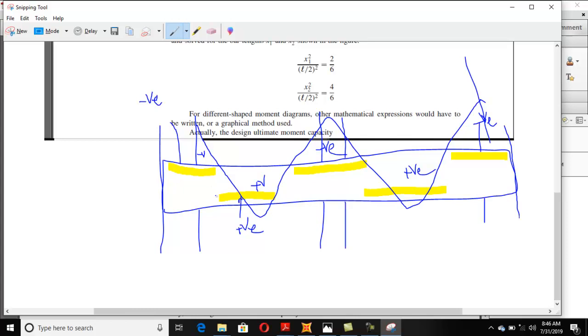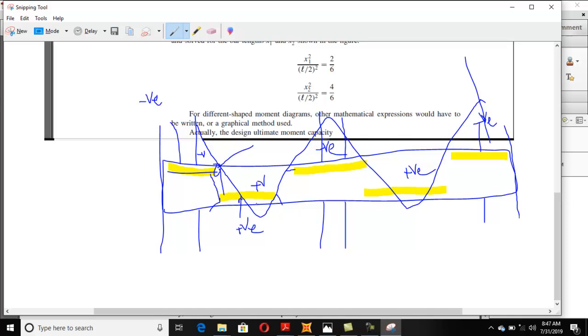The positive bar is cut at this point, and it is provided here. Similarly, it is cut at this point and provided there. Therefore it is called a cut off bar, because it is cut here and brought here. The negative bar is cut here and provided in the down place. Therefore this point is called the cut down point. Cut off and cut down points are very important from the design point of view.